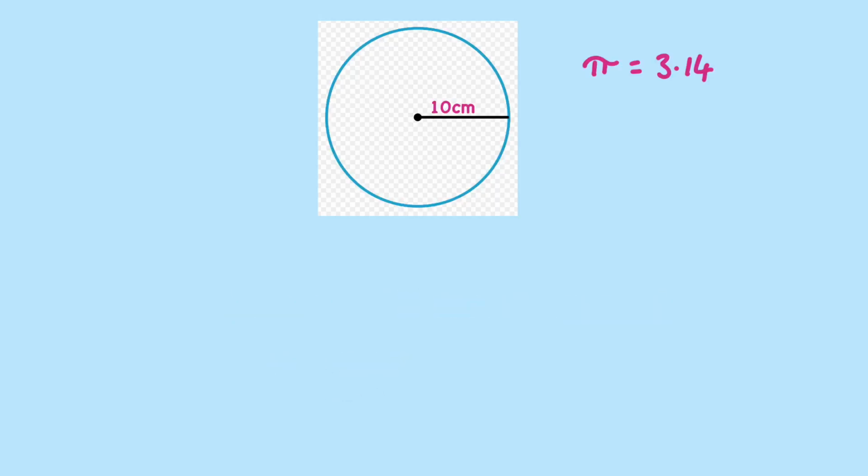So let's have a look at an example. In this example, we're given the radius of 10 centimeters and they want us to use the pi rounded to 3.14. So our formula, A equals pi r squared, and we will substitute in our values. R is 10, pi is 3.14.